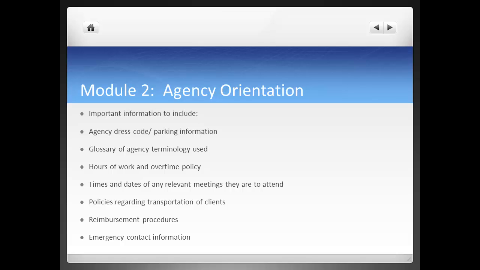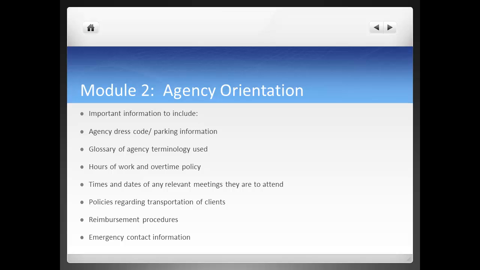There are specific acronyms for the programs you have in your agency, or acronyms you use for other agencies that you work with. Ensuring that the student understands what those acronyms mean, and other terminology, is helpful. Hours of work and any overtime policy that you may have in regard to that.